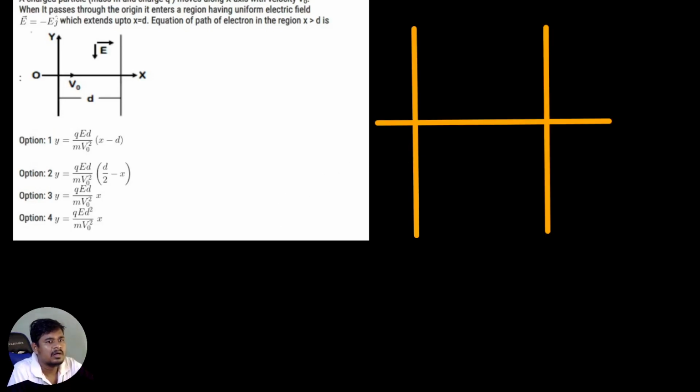Here the electric field is in the downward direction, as shown. This is E, that is minus E j cap, and we have a positive charge q with a speed of v0 in this direction. The force experienced by this positive charge will be in the downward direction. Because of that, the path will be projectile-like from here to here, and once it crosses this region, from here it will move on a straight path.